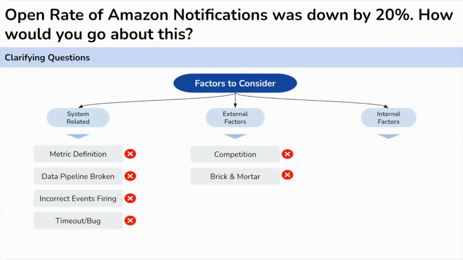The second factor can be related to brick and mortar stores. That means due to COVID, the supply chain of all big e-commerce players was broken, right? So it may happen that brick and mortar stores start their own delivery services to homes. This will also reduce the number of users that are going to big e-commerce players, right?